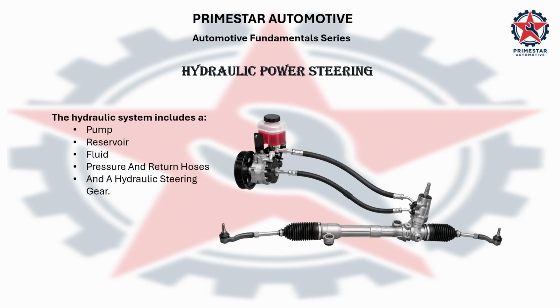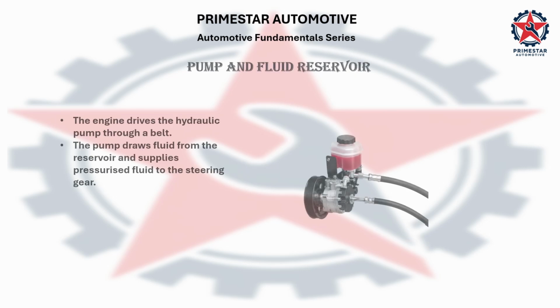Hydraulic power steering system includes a pump, reservoir, fluid, pressure and return hose, and hydraulic steering gear. Hydraulic power steering uses pressurized fluid to assist the driver's steering effort. We will examine the hydraulic operation in detail in our future lessons. The engine drives the hydraulic pump through a belt. The pump draws fluid from the reservoir and supplies pressurized fluid to the steering gear.